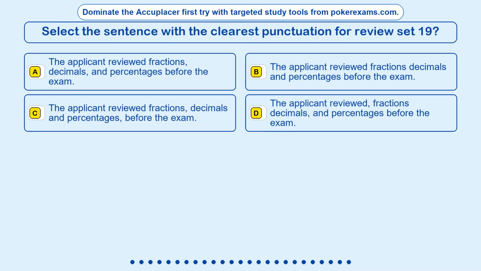Question 19. Select the sentence with the clearest punctuation for review set 19. Option A. The applicant reviewed fractions, decimals, and percentages before the exam. Options B, C, and D are read aloud with the same sentence.